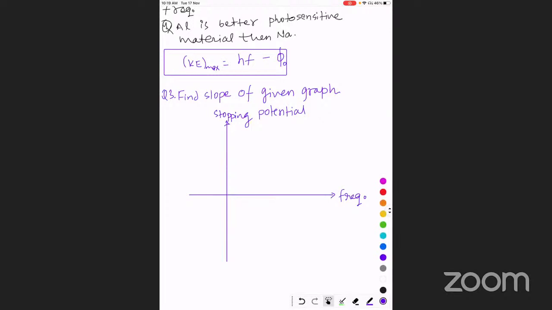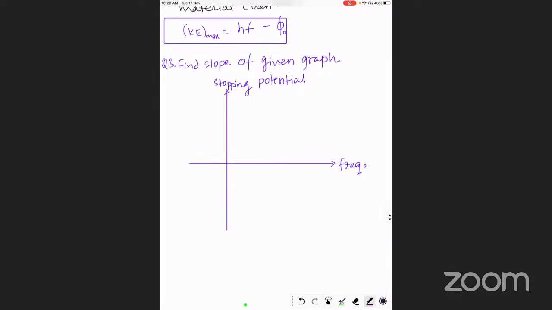But you draw this graph. I believe you remember what is stopping potential. Tell me how it is connected with maximum kinetic energy. Stopping potential. What?